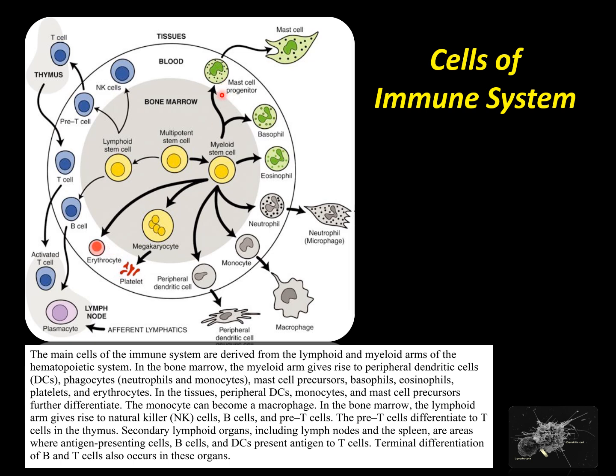The mast cell progenitor converts into mast cells in tissues. Neutrophils get converted into microphages in tissues. Monocytes convert into macrophages in the tissues. So basically this diagram is the summary of the sources of the cells of the immune system.